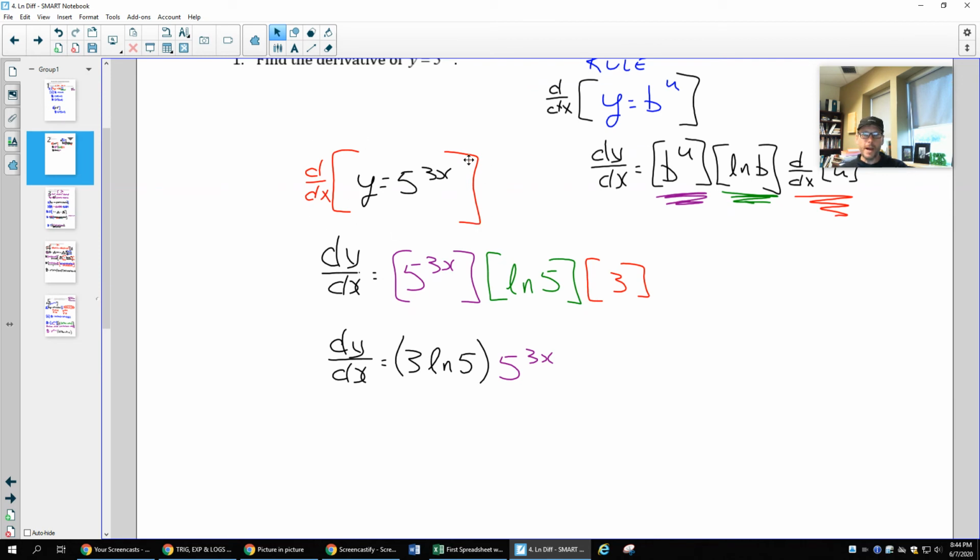All right, so y equals 5 to the 3x. Layer number 1, it repeats. So 5 to the 3x is 5 to the 3x. Layer number 2, what's the stretch factor? The natural log of 5. Layer number 3, what's the derivative of my exponent? Derivative of 3x is 3. And then really you're done. All we're going to do here is rearrange it. So you get 3 times the natural log of 5 times 5 to the 3x. We don't usually simplify this. We don't have to go natural log of 5 cubed or natural log of 125. 3 natural log of 5 is just fine as it is.